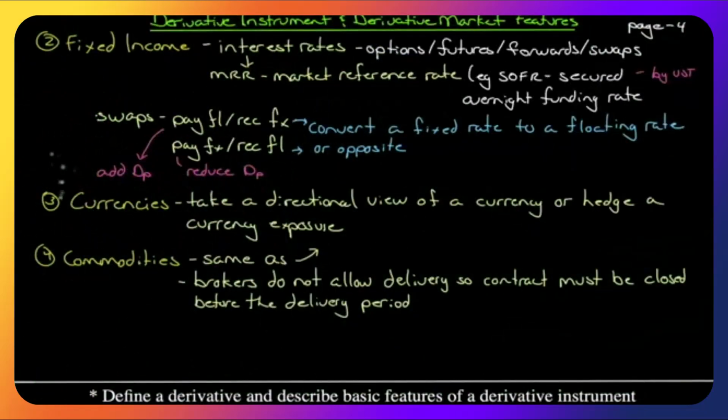Next, for fixed income, we can have, rather than a bond being the underlying, we could just have an interest rate as the underlying. And you can have options, futures, forwards, and swaps on interest rates. Swaps by far being the biggest part of that market. When we talk about the underlying being an interest rate, we just shorten it to MRR. It'll refer to some reference rate, some market-derived reference rate.